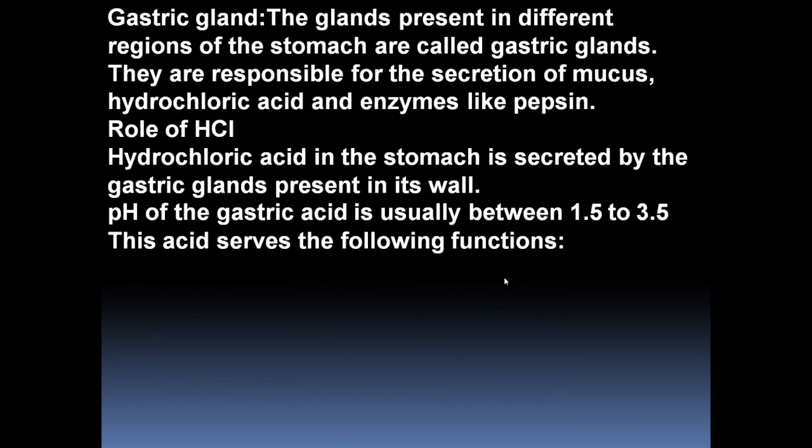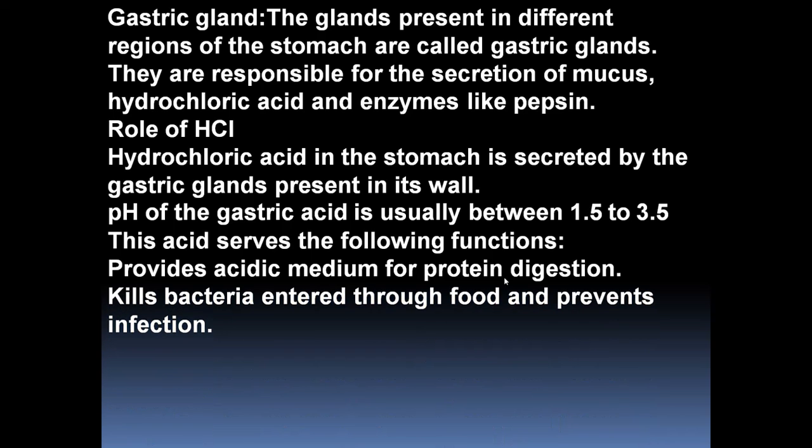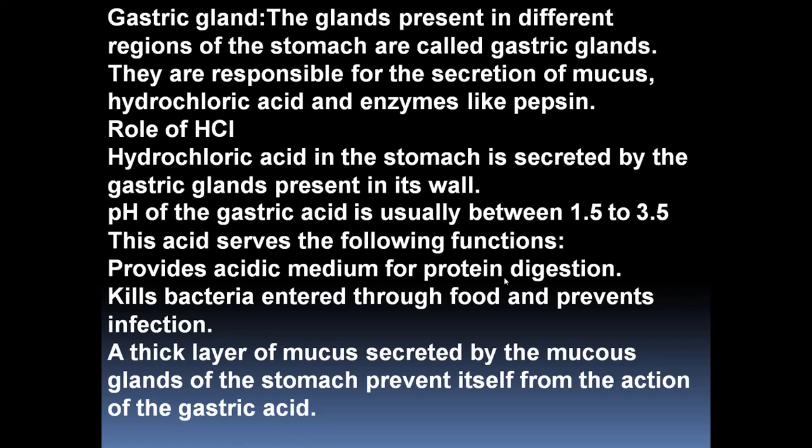The acid serves the following functions. First, it provides an acidic medium for protein digestion, which is very essential for protein digestion. Next, it kills bacteria that enter the food and also prevents infection. A thick layer of mucus secreted by the mucus gland of the stomach protects it from the action of gastric acid. So the stomach is safe from the hydrochloric acid secreted by the gastric gland.